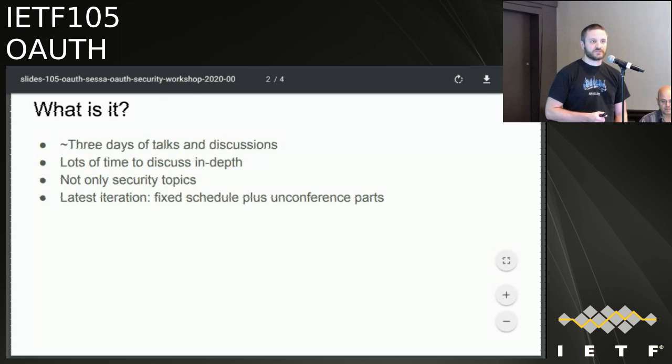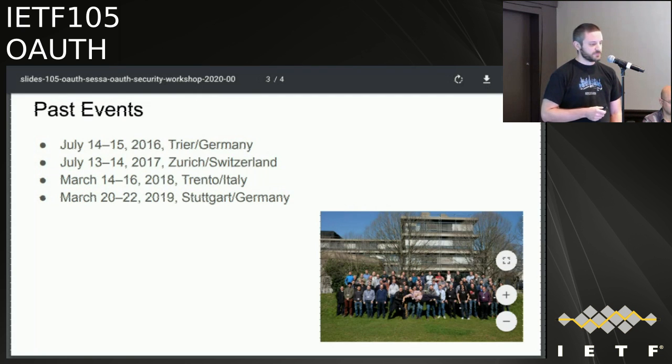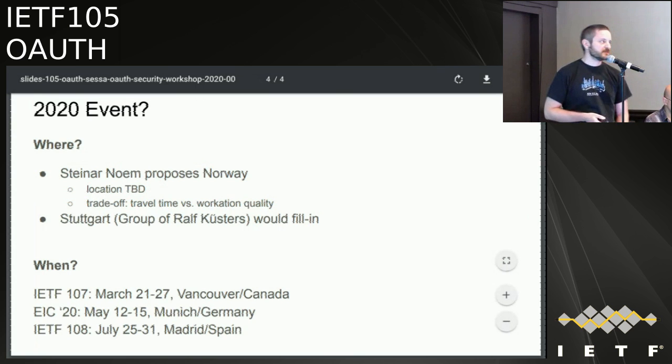At the latest iteration of this workshop, we not only had a pre-scheduled schedule, but also an unconference time, which I think was very useful. People came up with a lot of interesting topics and a lot of spontaneous ideas to discuss. Now the question is, where do we want to hold the next event? As you can see, the last ones were in Trier, Germany, Zurich in Switzerland, Trento, Italy, and then Stuttgart in Germany. And now we'd like to find a location and a time for the next event.